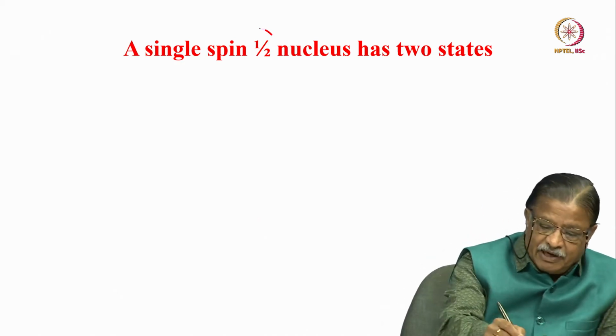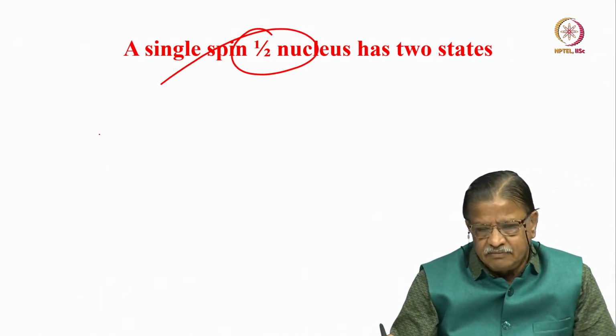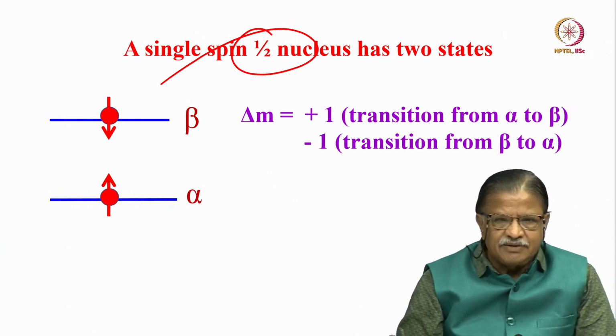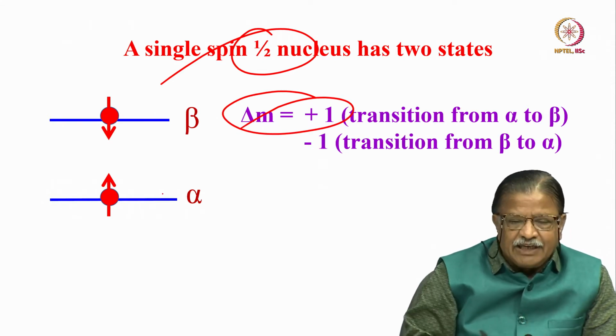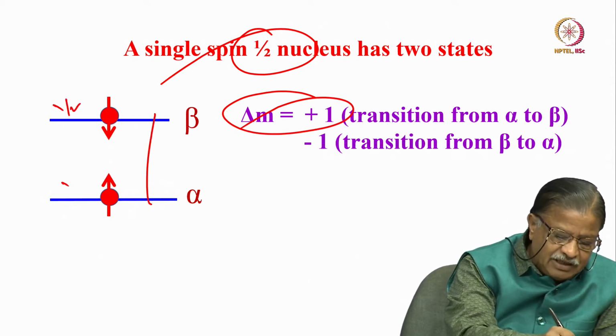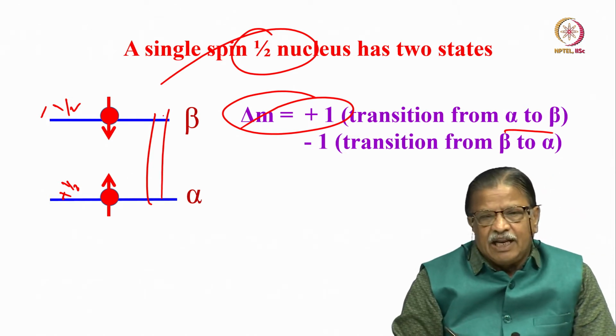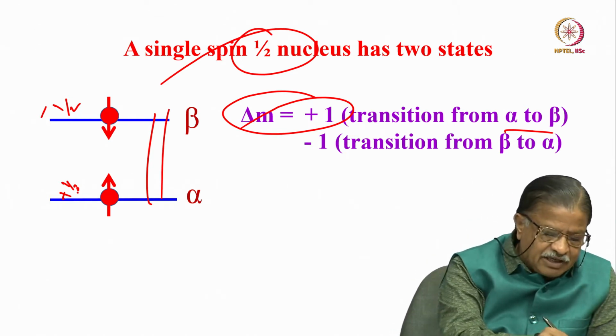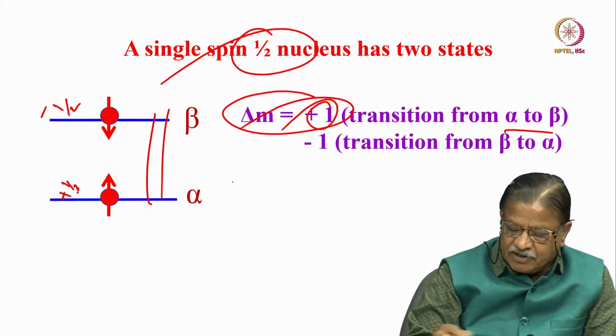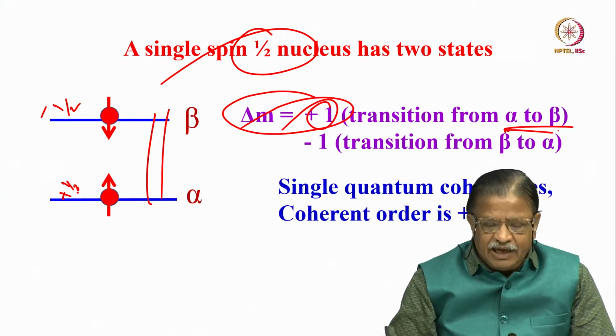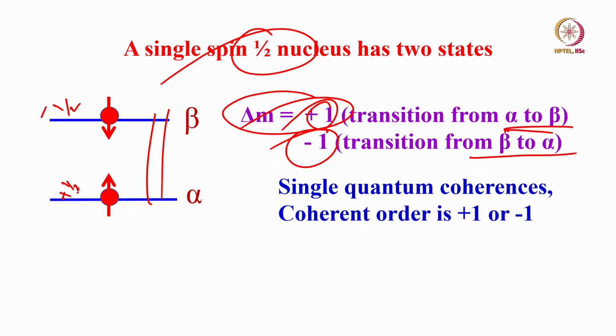Okay. Now consider a single spin half nucleus. It has two states that we all know, alpha and beta states. Now delta m, this is of course minus of, this is plus of. Delta m equal to plus 1 is the transition from alpha to beta. The change in spin angular momentum is from alpha to beta, that is plus of minus of is plus 1, that is delta m equal to plus 1, the transition from alpha to beta. Similarly, delta m equal to minus 1 is the transition from beta to alpha. These are called single quantum coherences. That is what we discussed long back. When I come to multiple quantum, I will discuss this. And these are called coherence orders plus 1 and minus 1.